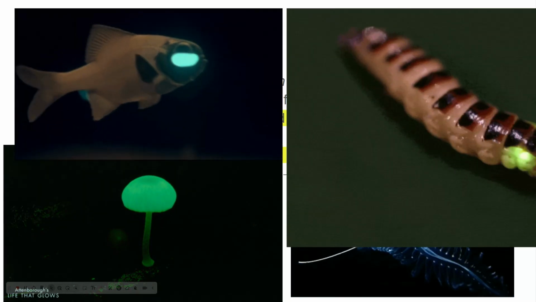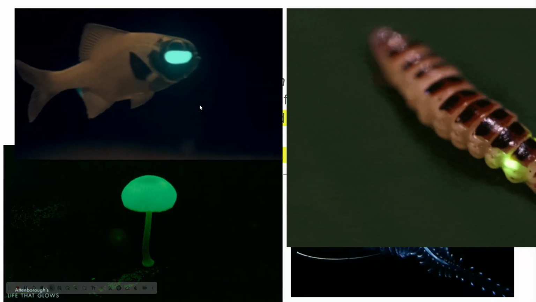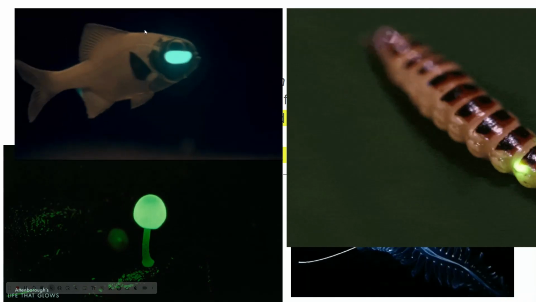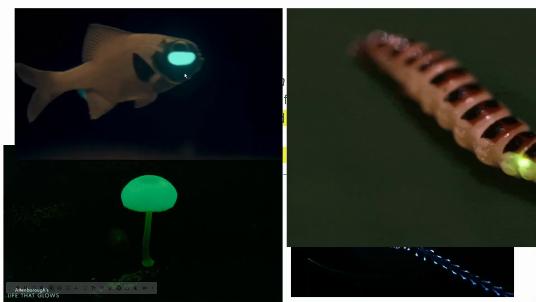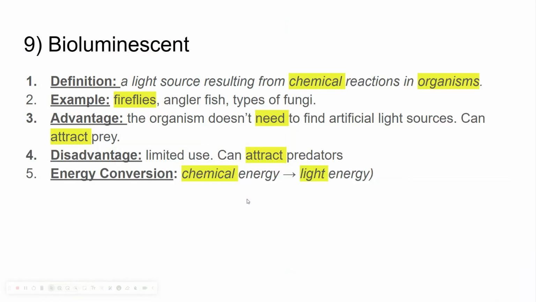Secondly, sometimes these bioluminescent light sources can be an attraction for predators. So whoever wants to eat this guy, pretty easy to find him, right? You can just see his eye. Energy conversion: it's chemical energy being converted into light energy.